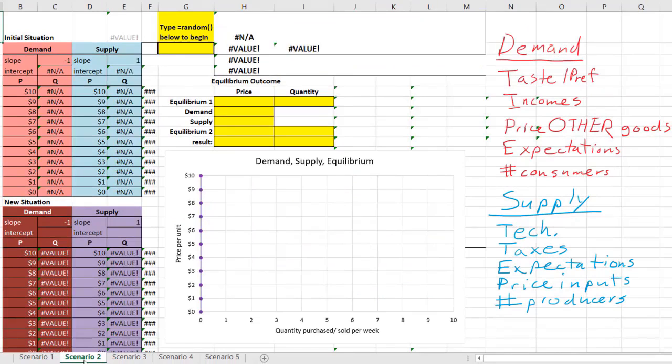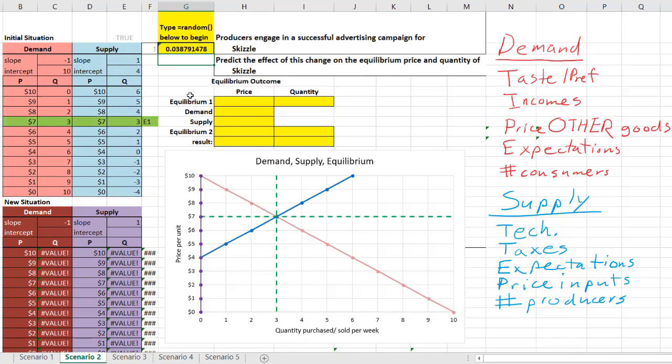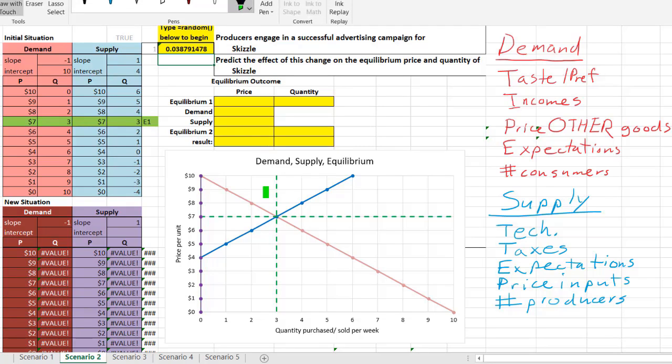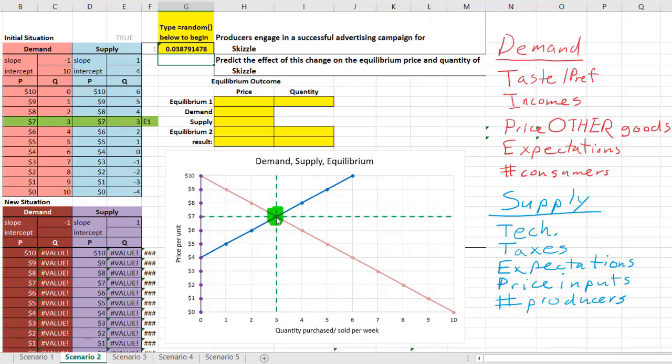Okay, so I've jumped over to scenario 2 now, and the procedure is always the same. We're going to type equals random, open, close parenthesis, enter. That's going to launch our scenario. So it says, producers engage in a successful advertising campaign for Skizzle. Now, first of all, though, we want to find that initial equilibrium. So let's come down to here. Okay, so there's where supply and demand meet based on our starting conditions, which are just randomly drawn. Price is 7. Quantity is 3.